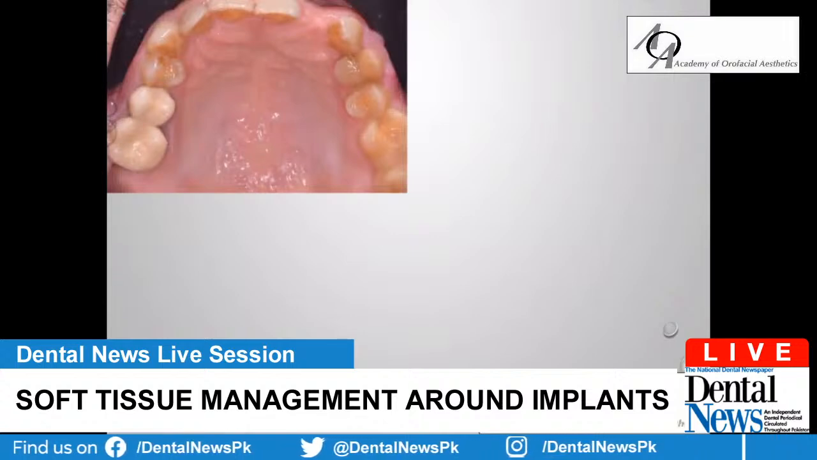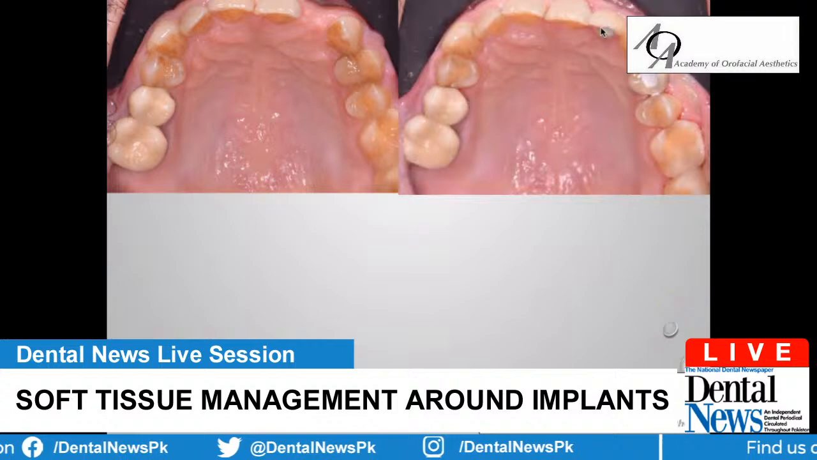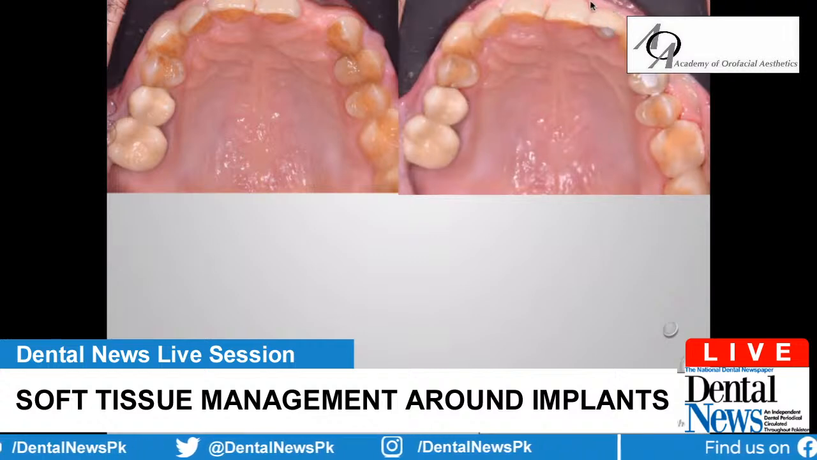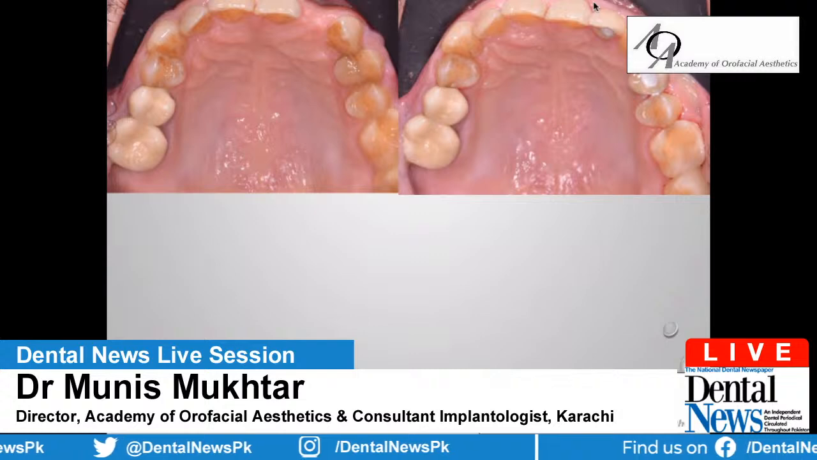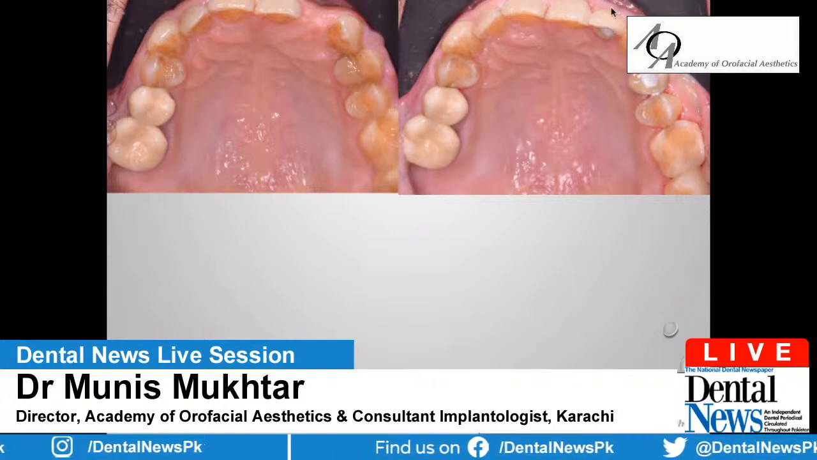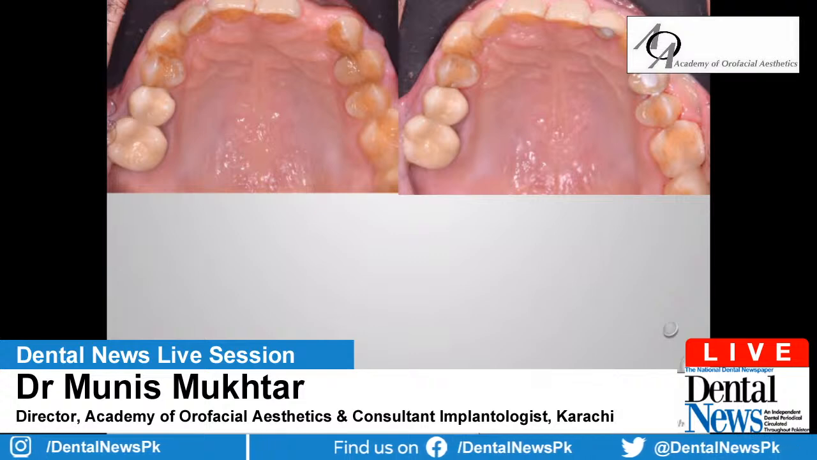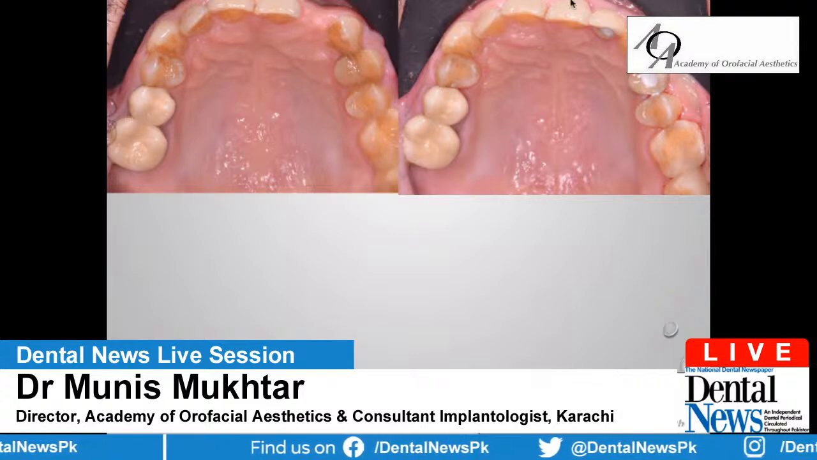This is where we started, and this is where we ended. These were screw retained crowns. So you can see what we have actually achieved. As I said, the results in these cases are mostly and always predictable. So we have good tissue. We managed what we lost by adding hard and soft tissue.